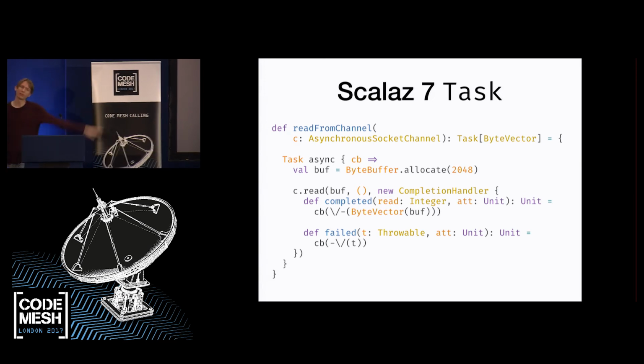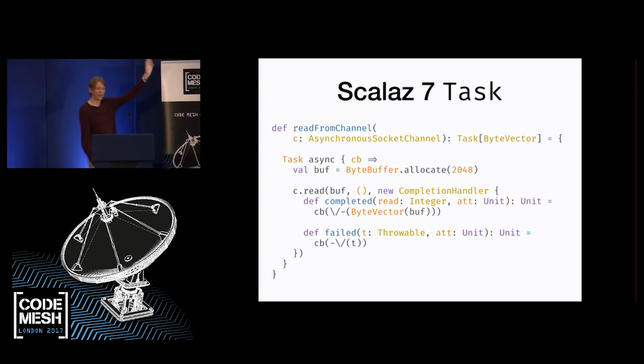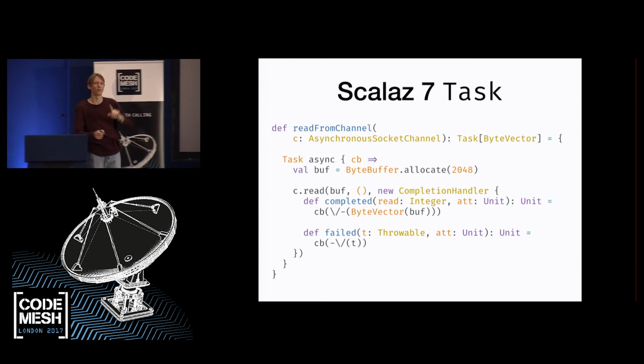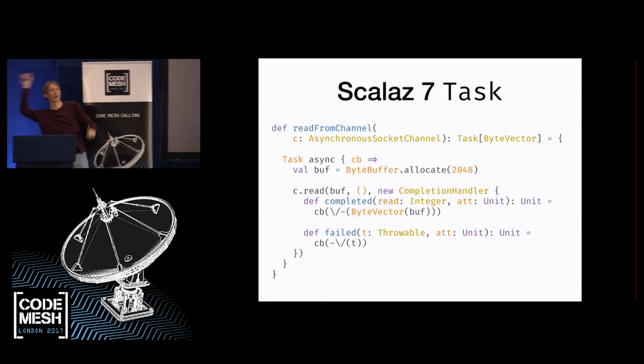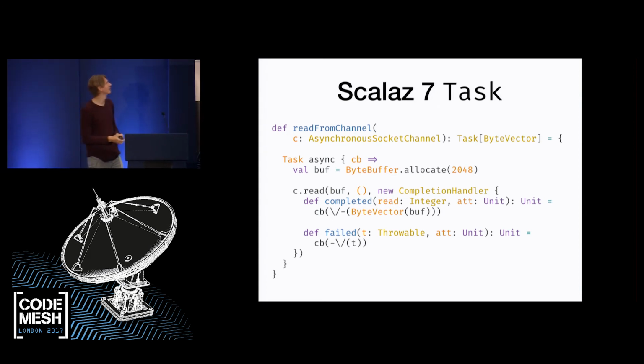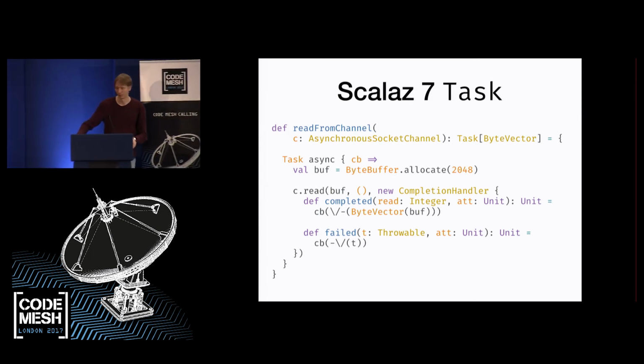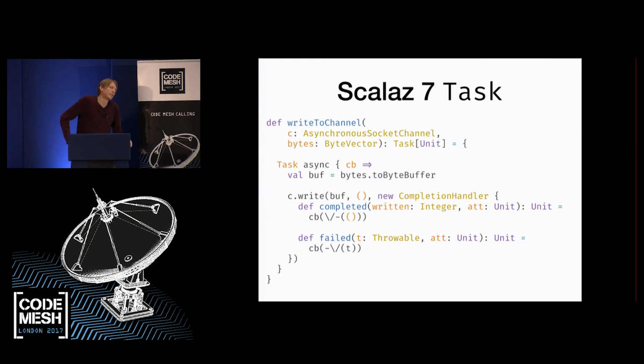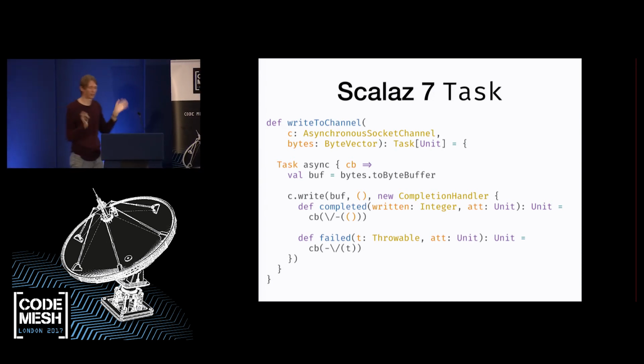We read from the buffer, register a completion handler, and then complete the callback with this arrow-right thing that, if you've used Scalaz, is burned into your soul. And if you haven't used Scalaz, you're like, why did the Scala programmers use so many ASCII symbols? Writing to the socket channel is basically analogous. We take a byte vector, turn it into a byte buffer, put it out on the channel, complete the handler, and life is good.